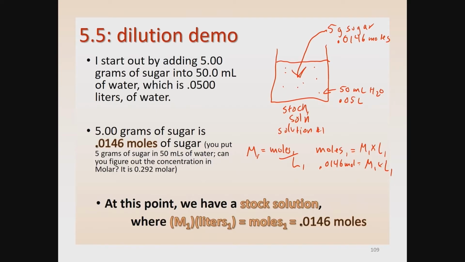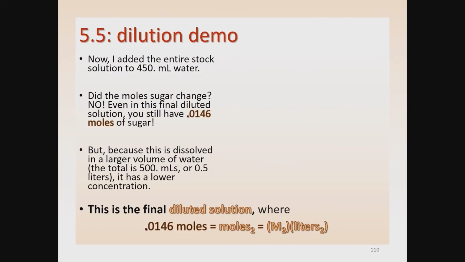Okay. Now, let's say we dilute this solution. So here is our stock solution. I'm going to draw it smaller. So in here, again, we have 50 mils of water, and we have 0.0146 moles of sugar because we dissolved 5 grams of sugar in there. So now what we're going to do is dilute it. Let me show you how we're going to dilute it.